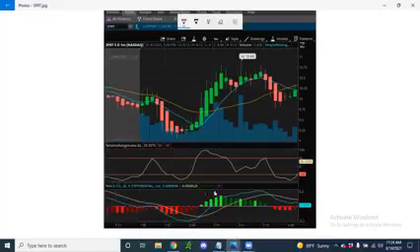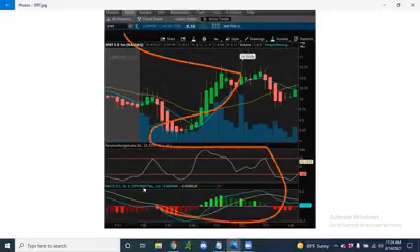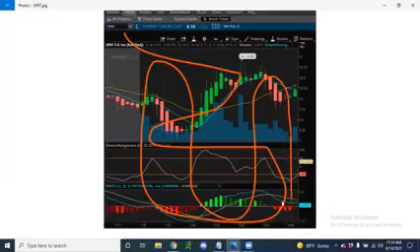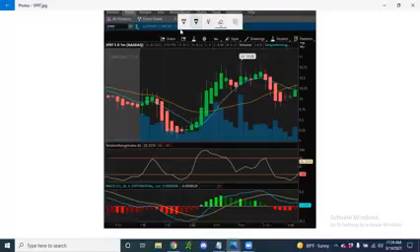We want all of these indicators on our screens so that we know these are what's going to tell us when to buy and when to sell. So make sure that you have these on here.